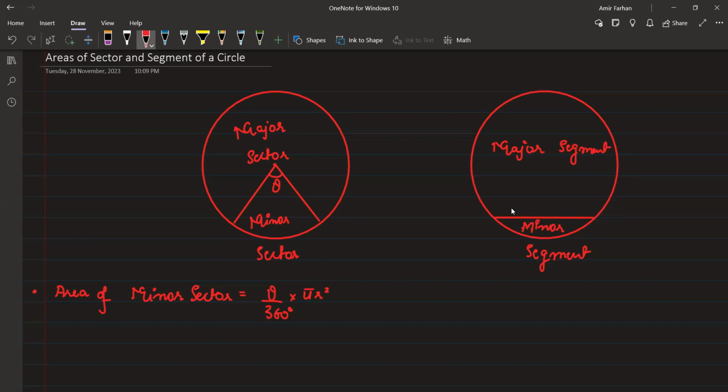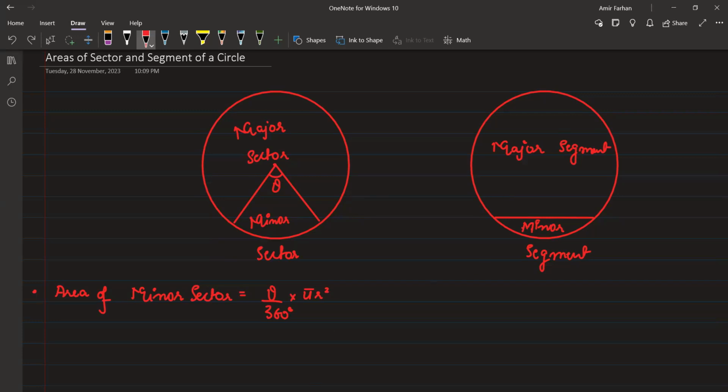Are they different? Yes, obviously they are different. A segment is like this. Suppose a line, a chord, is cutting the circle. And a sector means that part is making some angle with the center, at the center. Is there any angle included in the segment? No. This is a straight line chord cutting the circle. And this is the minor sector. It will have some angle at the center. Yes. Now, any doubt? No. So that's what the major and minor sector is.